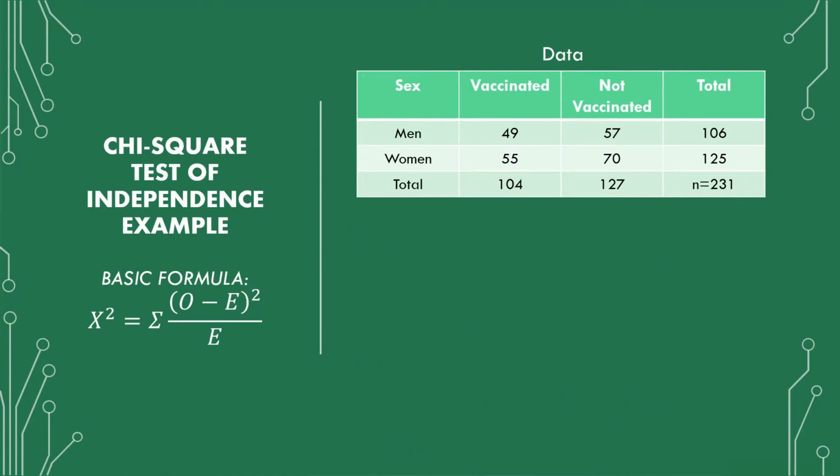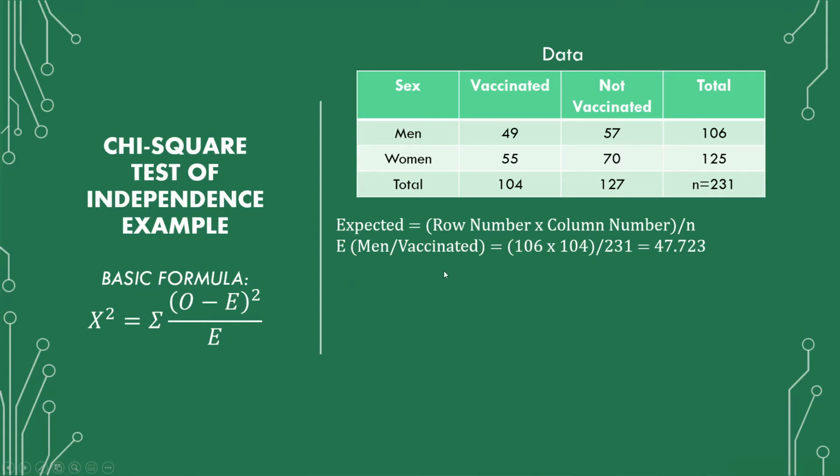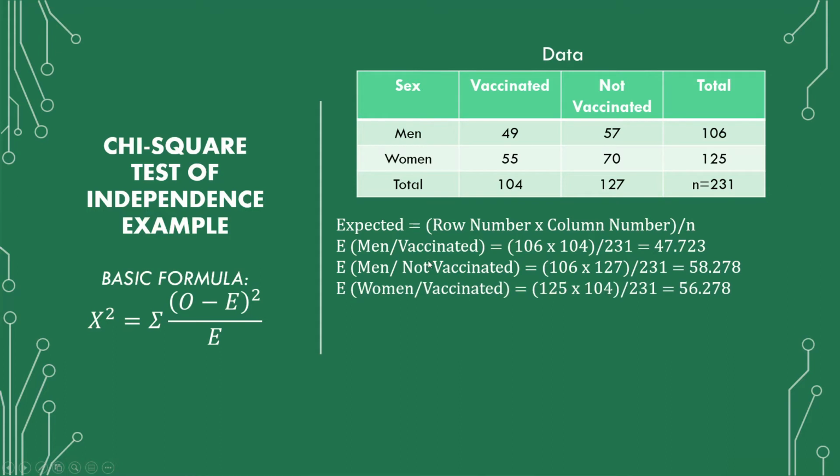The first thing we need to do is get the expected values for the cells. The formula for finding that is the row total times the column total divided by n. For the first case, we have men that are vaccinated. So we look at this cell and we see that this is the column and this is the row. So we take 106 times 104 divided by 231. For men not vaccinated, we have 106 times 127 divided by 231 to get you 58.278. We do the same thing with women. So we have 125 times 104 divided by 231, and for women that are not vaccinated, 125 times 127 divided by 231.